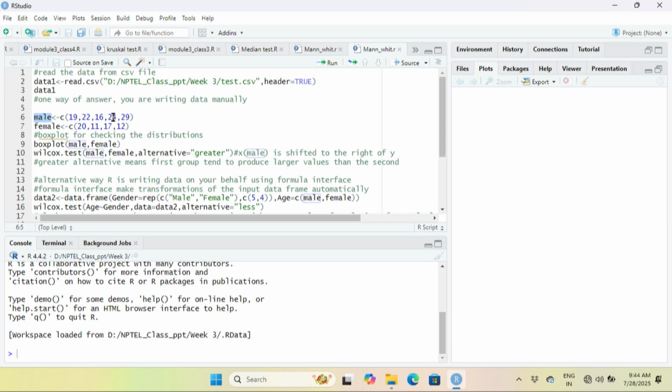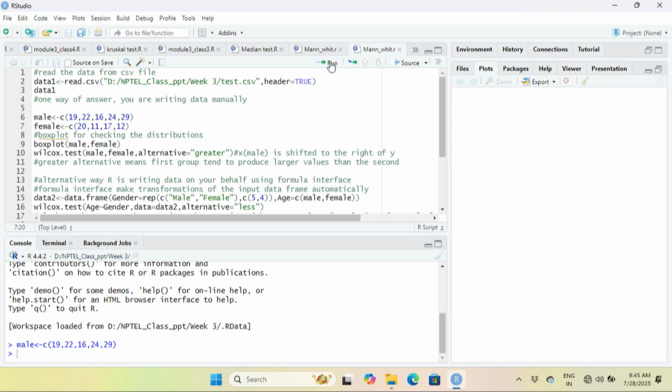So these are the manual incorporations, and we will look at this problem once again in case this example is given in a data set, in an Excel file or a CSV file. That we'll do later on. Okay, let's start with this one. Male is this, so let me run it.